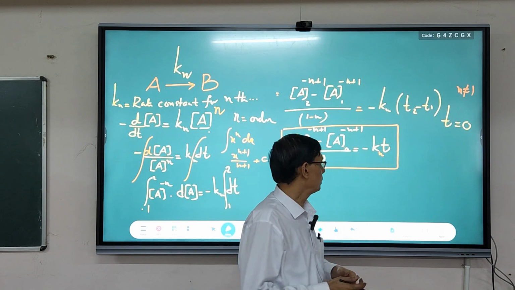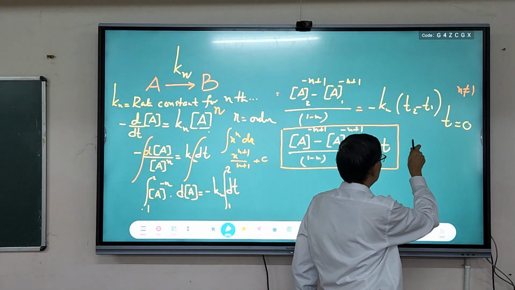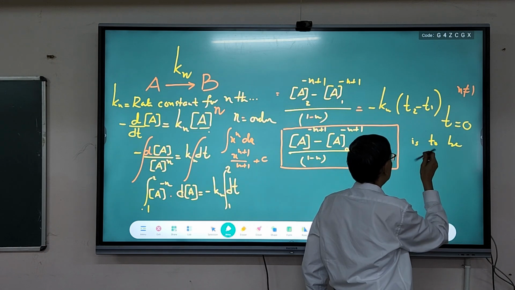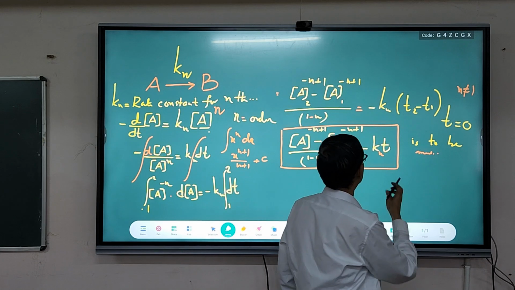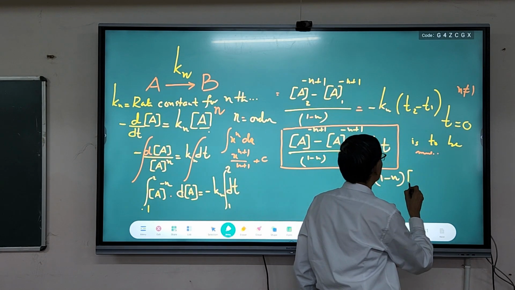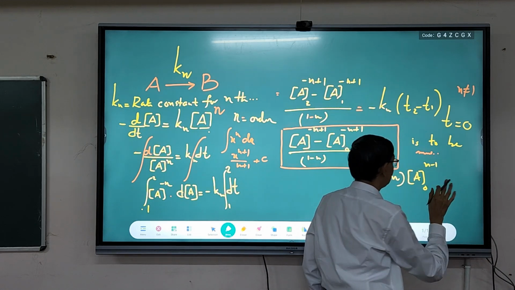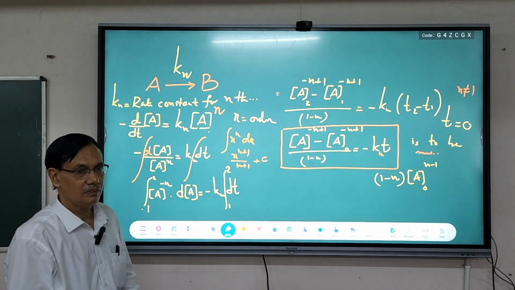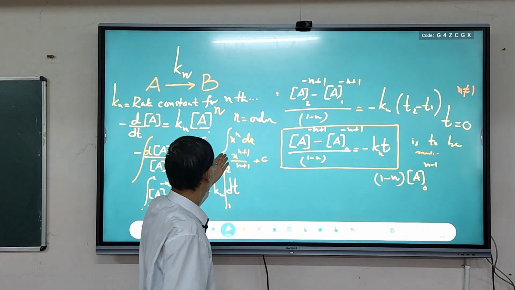We have to multiply both sides by a magic factor, that is (1 minus n) A0^(n minus 1). I will tell you why we are doing all these things. You can understand all these things. Up to this, I think there is no problem. Simply we integrate these things.